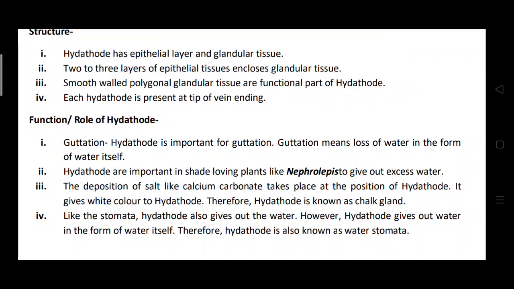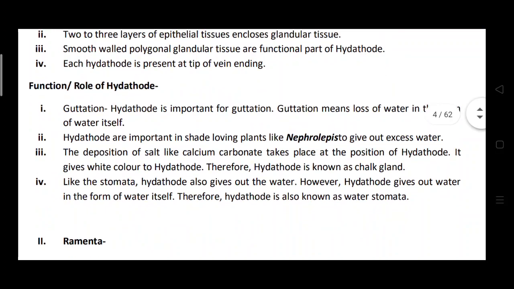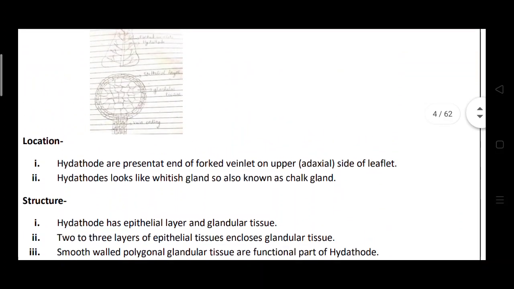Also, like stomata, hydathodes also give out water. Therefore these hydathodes are also known as water stomata because they give out water. So these are the functions of the hydathode. So in short, this is about the hydathode.